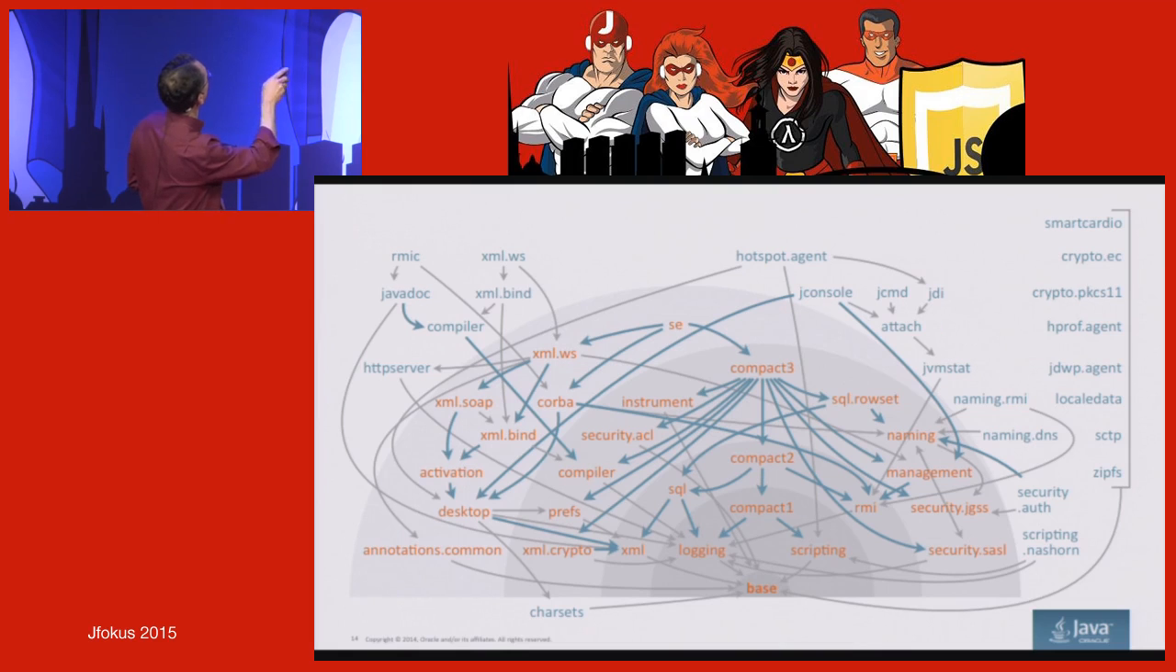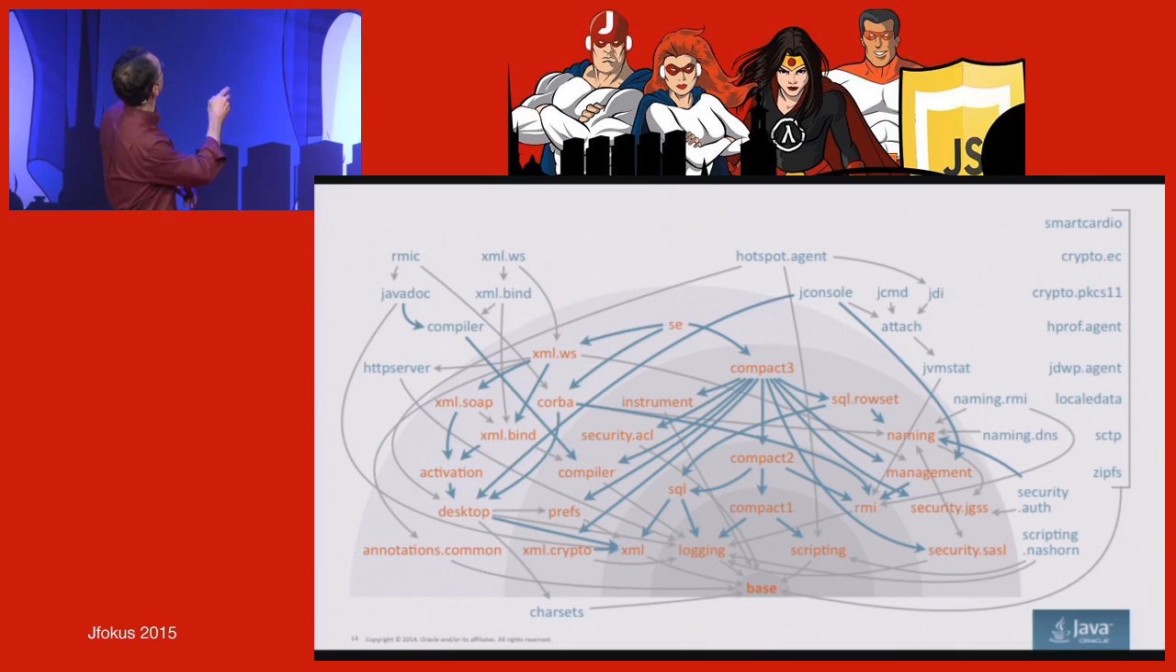So the difference between a blue edge and a gray edge is a blue edge means that a module A is depending on module B because module A's API uses types that are in module B. So in order just to use module A, you also have to have module B.